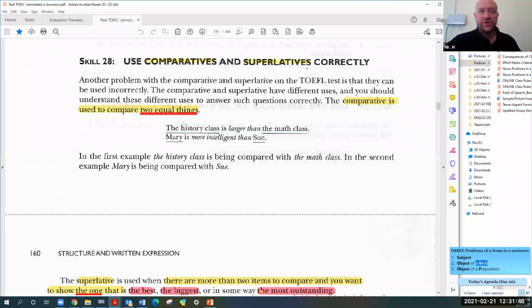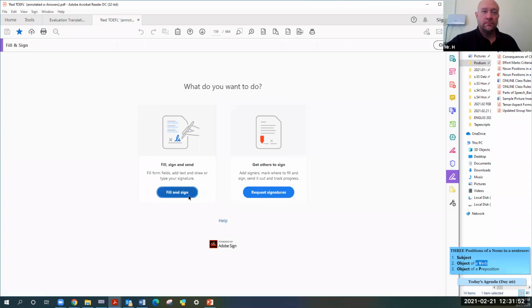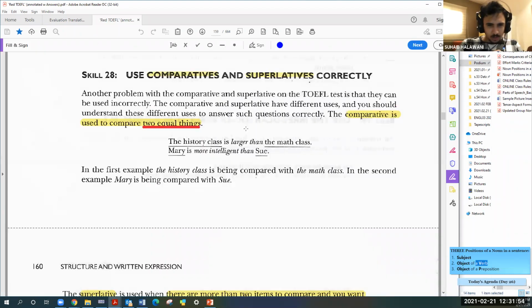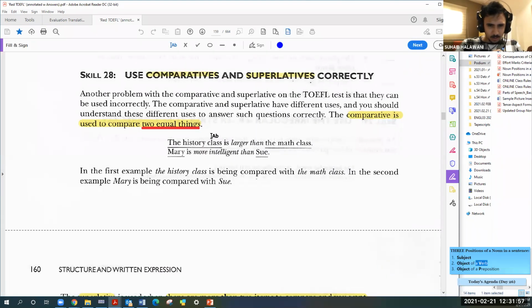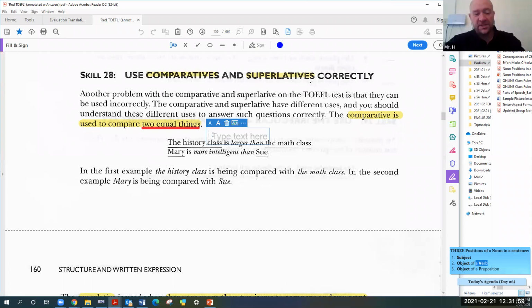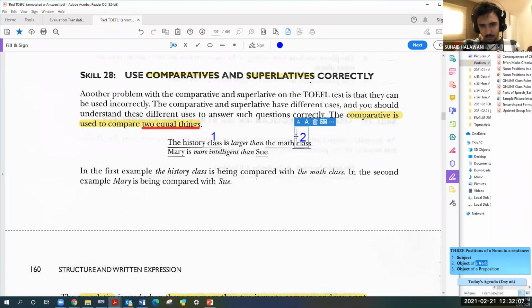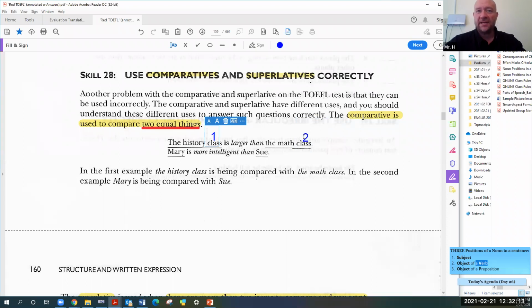What do you see here on the left? The history class. This is the first thing, right? History class. And what's on the right? Math class. So the second thing. Two equal things, right? One class here and one class here, two equal things.